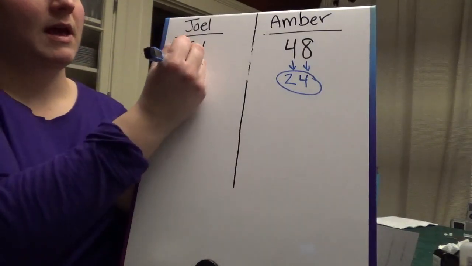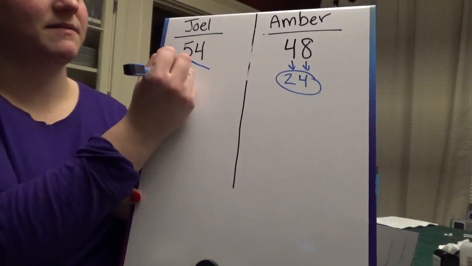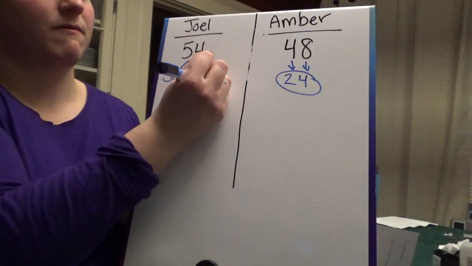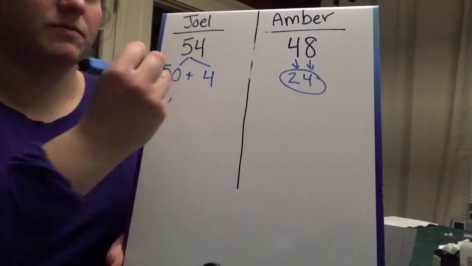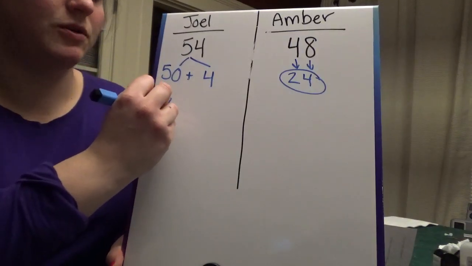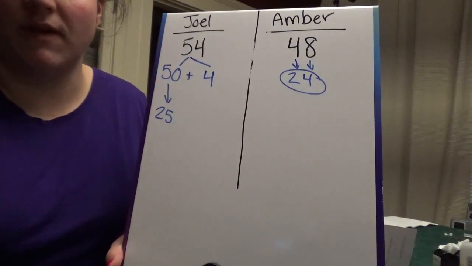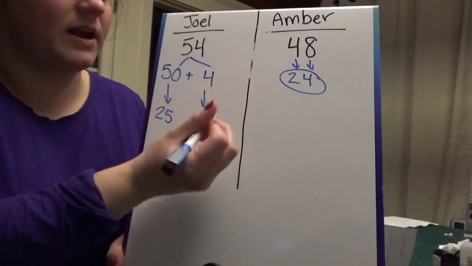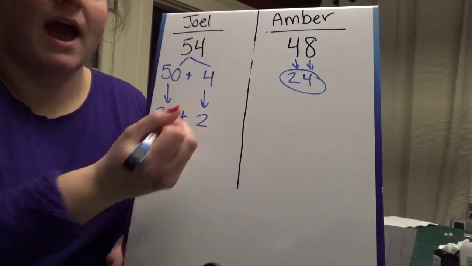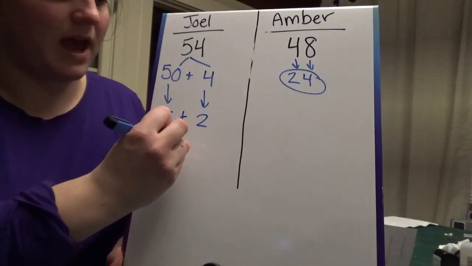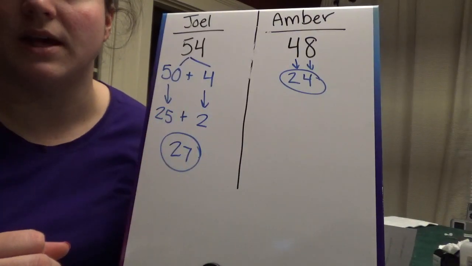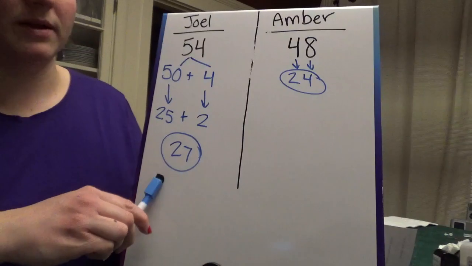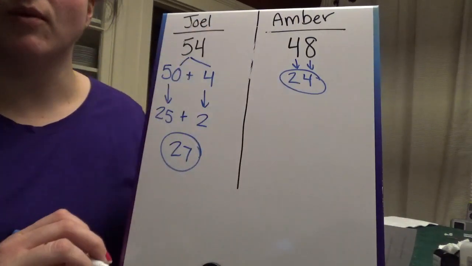Joelle has 54. That means he has 50 and 4. So what is half of 50? 25. Two quarters, 25 and 25 make 50. And then half of 4 is 2. So when you add 25 and 2 together, you get 27. So that means that Joelle has 27 cookies. So who has more? Joelle has 27, Amber has 24.